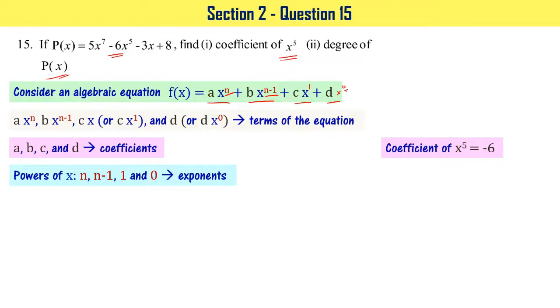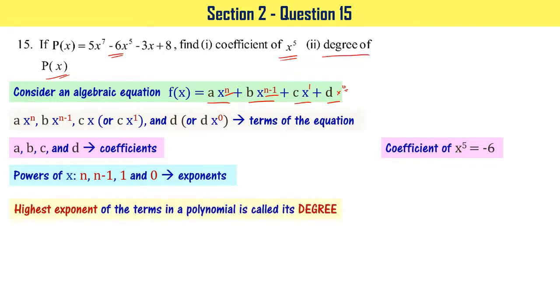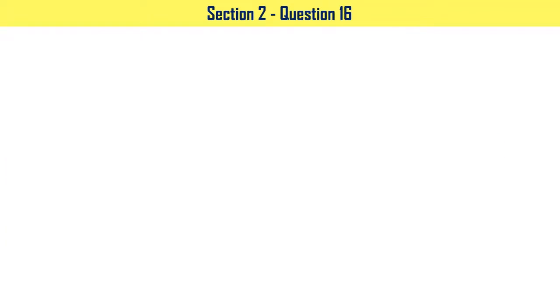Now we have to say what is the degree of p of x. We know highest exponent of the terms in a polynomial is called its degree, right? The highest exponent. So we have already said these powers are called exponents, right? The highest exponent is 7. So degree of p of x is going to be 7, right? Let's go to the next question. Question number 16.